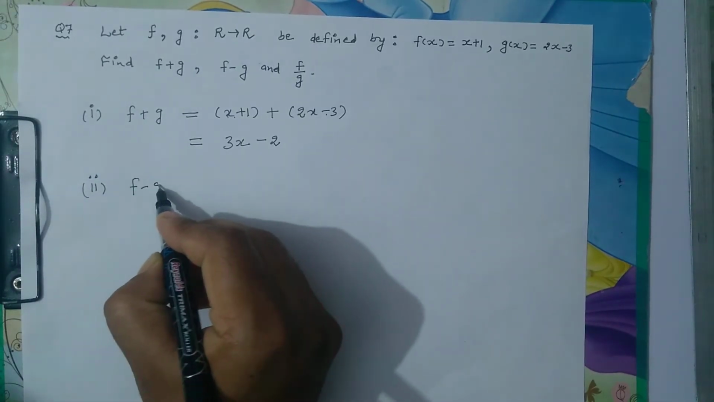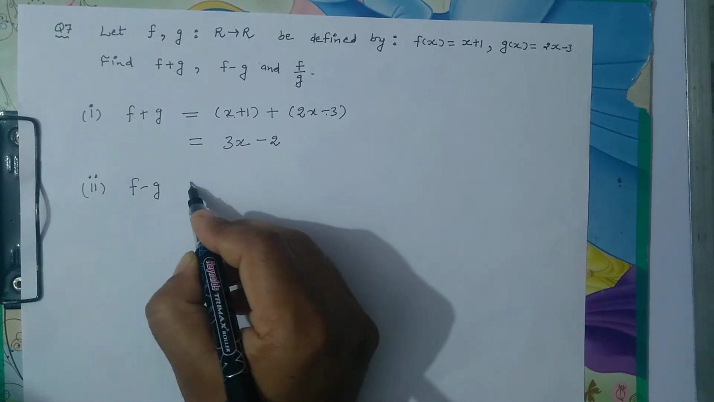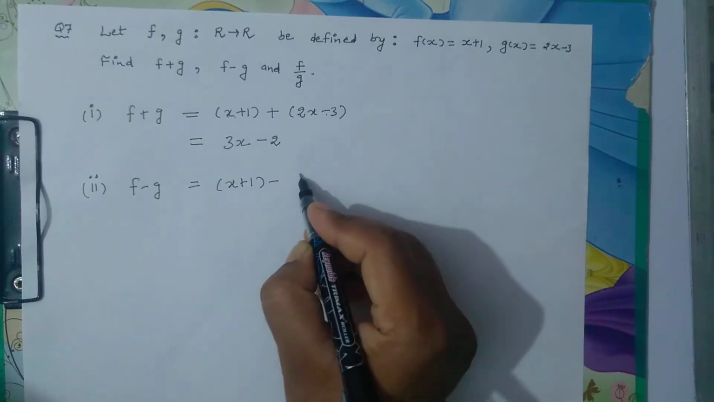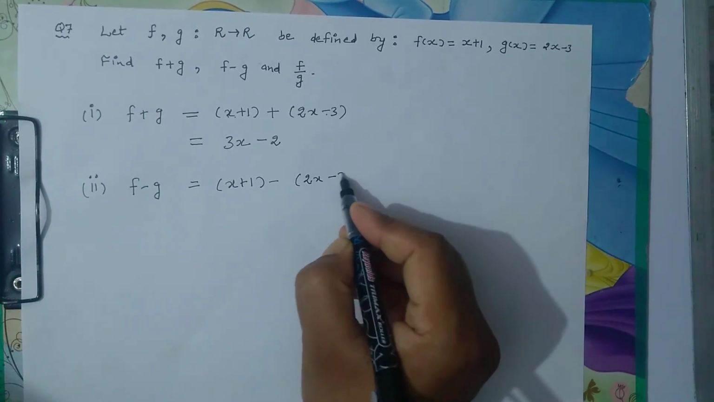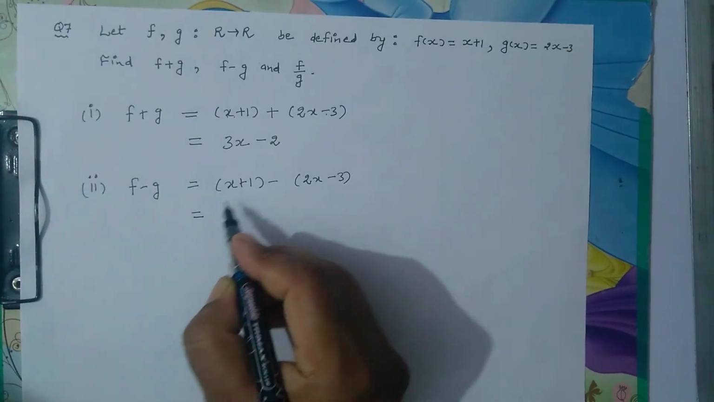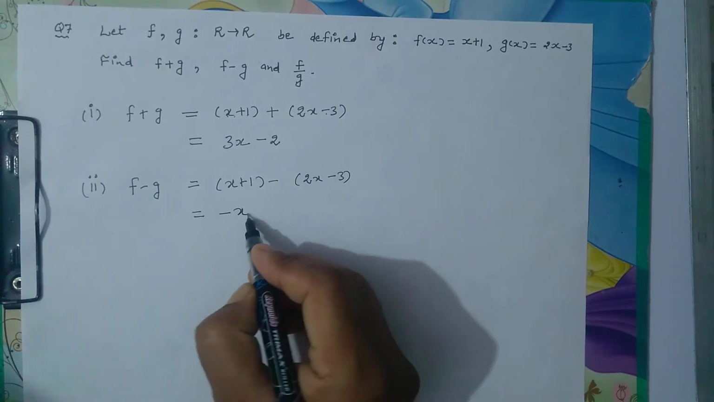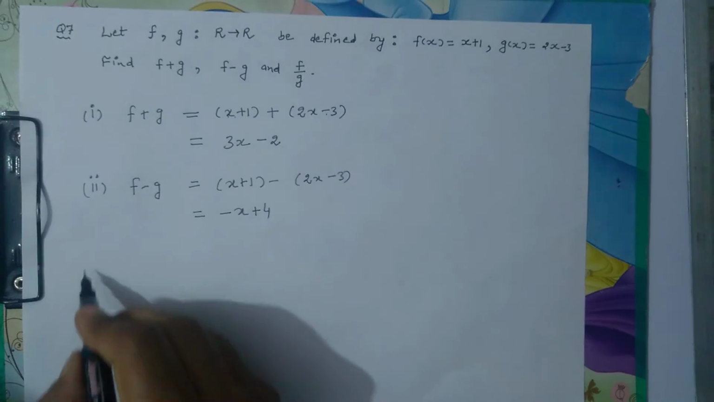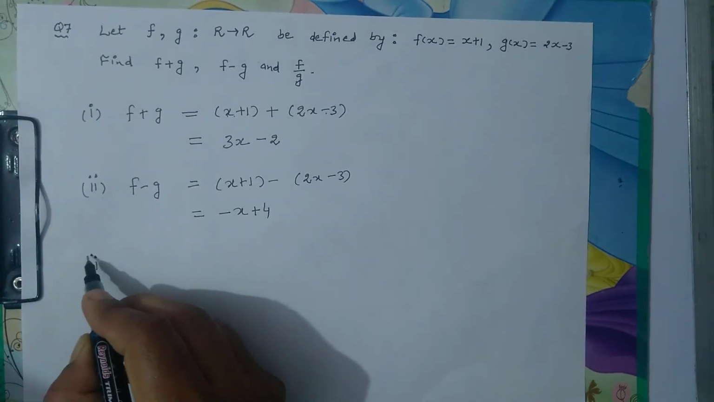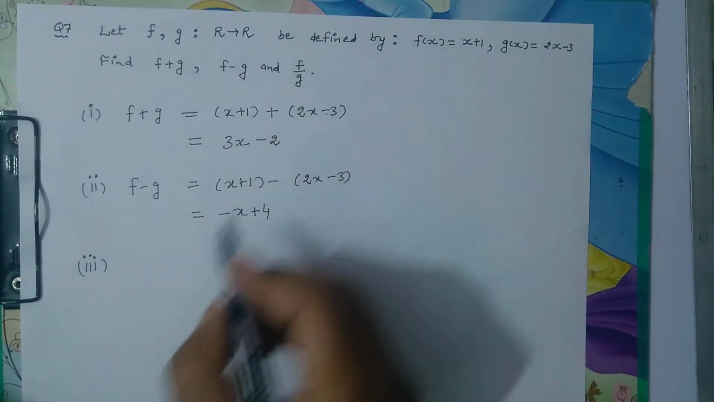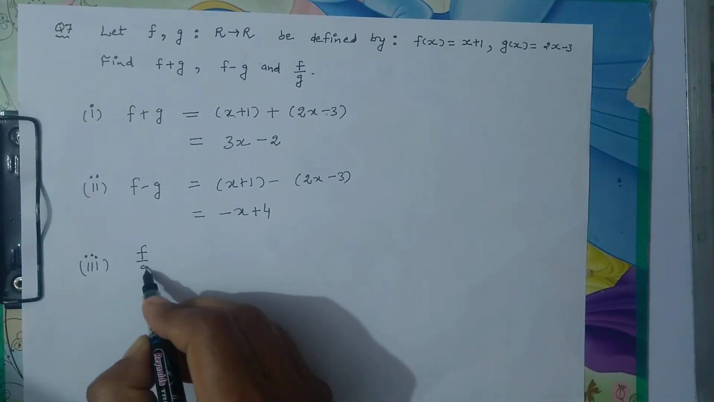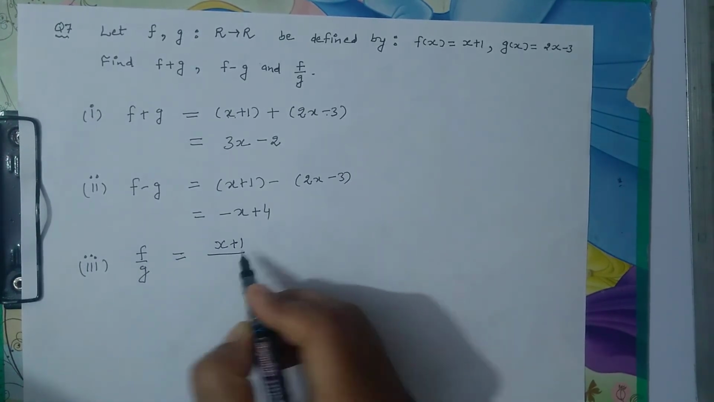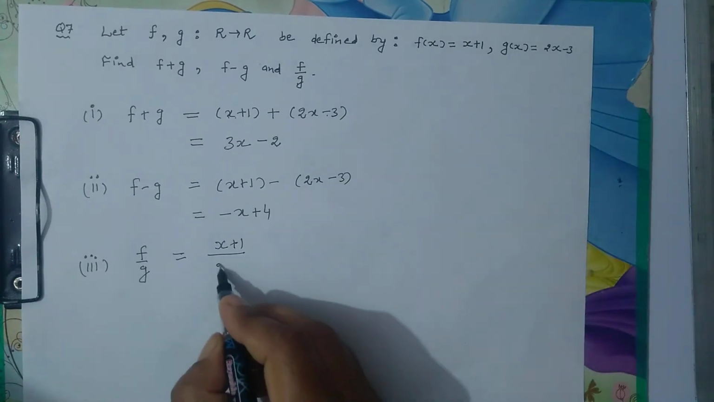Second part, f minus g is equal to x plus 1 minus 2x minus 3. This is equal to minus x, 1 plus 3 plus 4. And third part, what is f upon g? That means x plus 1 divide 2x minus 3.